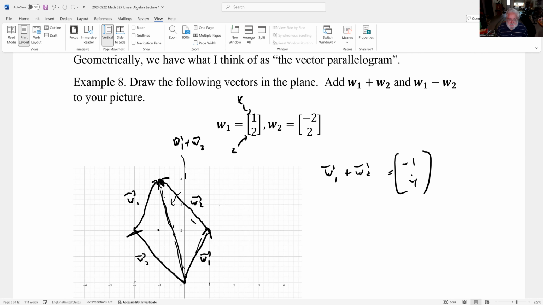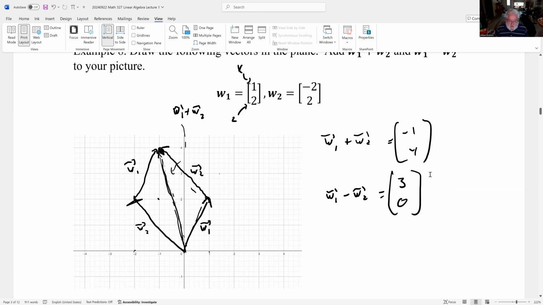So that goes there. Now W1 minus W2: 1 minus minus 2 equals 3, and 2 minus 2 equals 0. It's tempting to just draw W1 minus W2 as this vector, but we want to relate it to W1 and W2 themselves. This vector plus W2 should give me W1. So if I start with W2 and I go up here, then how do I get to the tip of W1? Well, I go 3 units to the right.